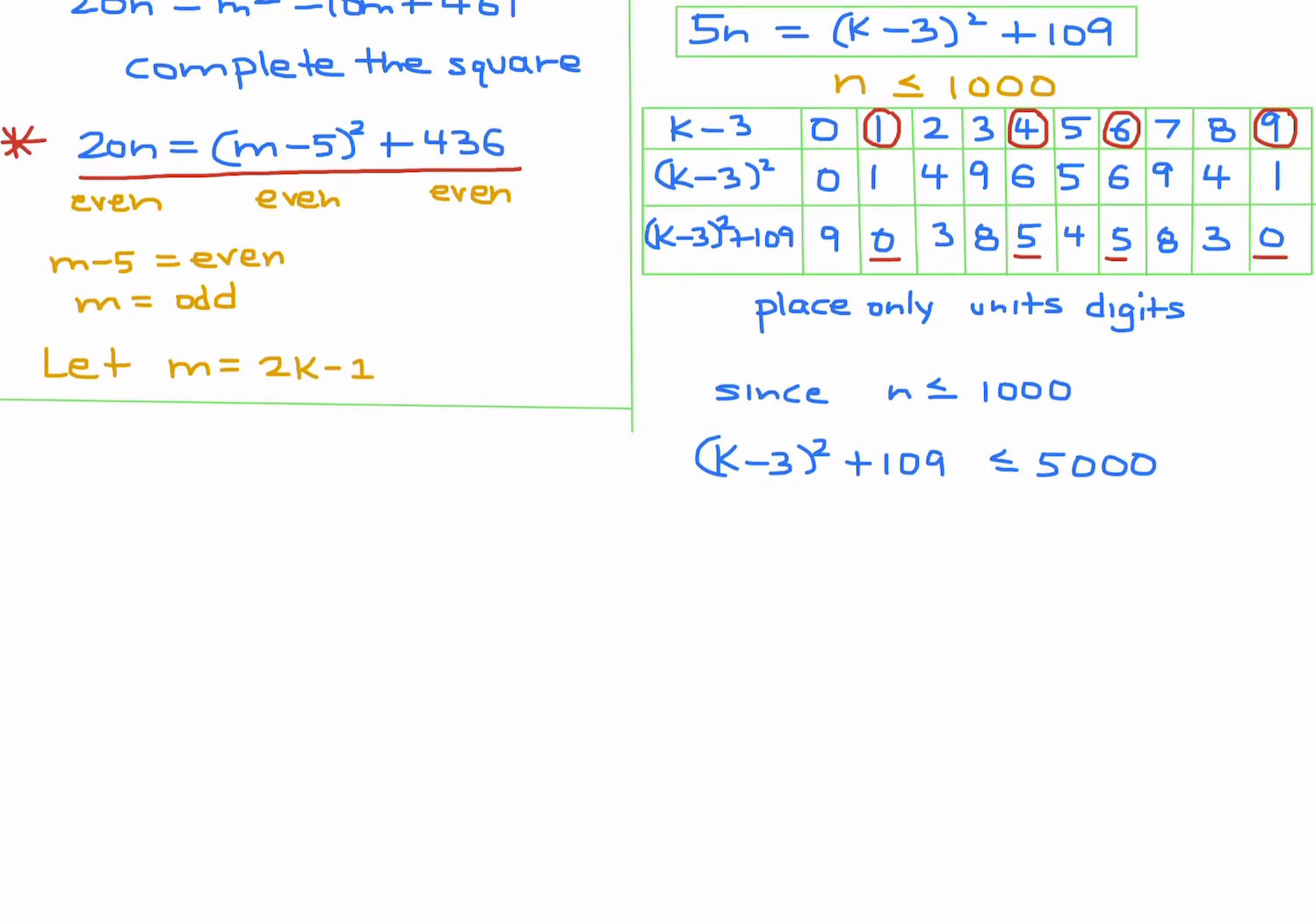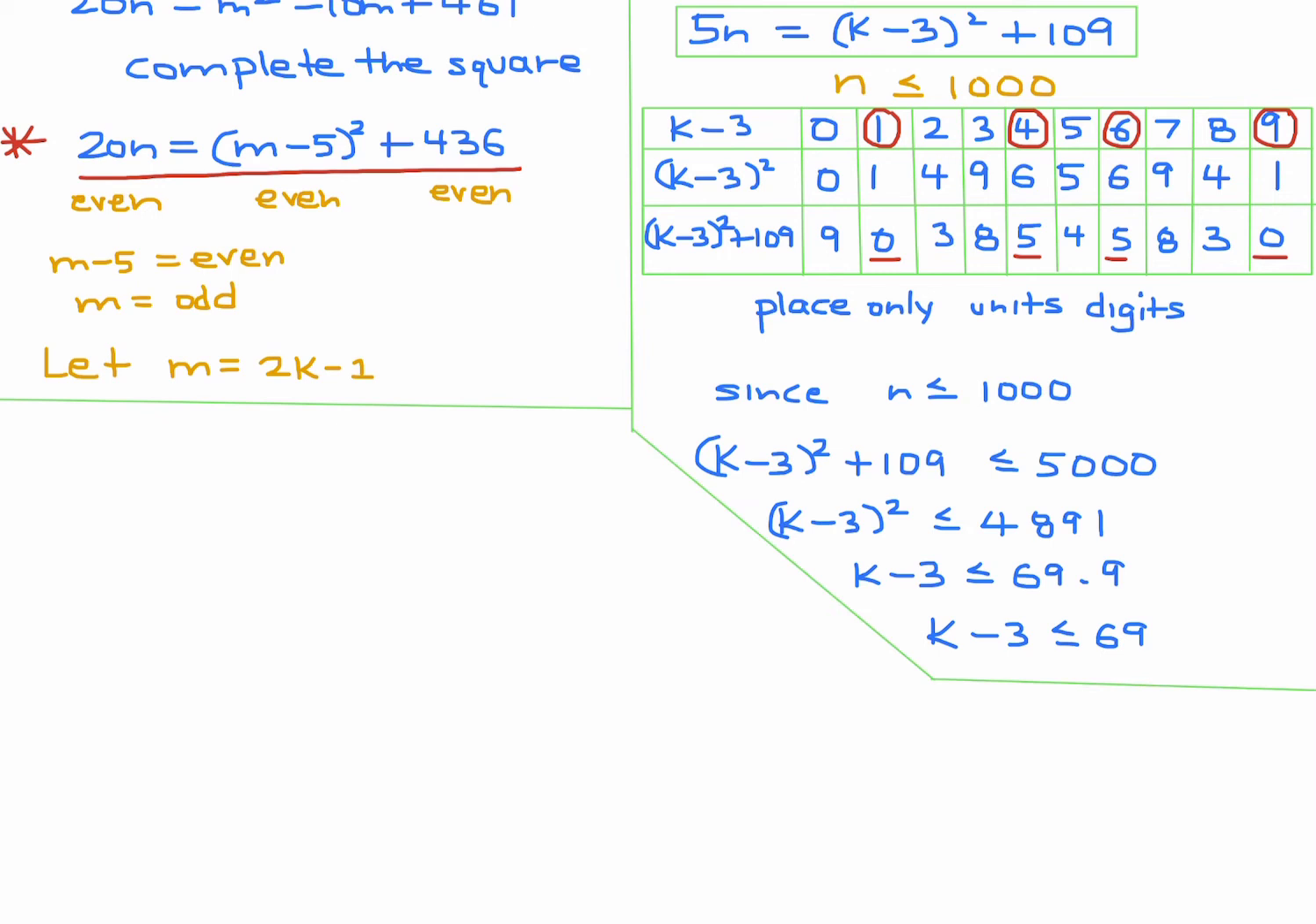Correct? So that means that (k − 3)² is less than or equal to 4891 when you subtract the 109. And when you take the square root, you get k − 3 is less than or equal to 69.9. But remember, k is an integer. So k − 3, I should say, has to be less than or equal to 69.